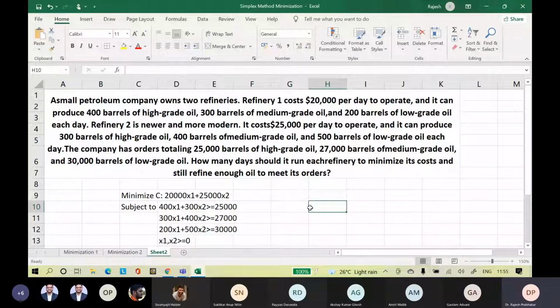Now you have to minimize this function. Basically we have two costs, refinery 1 cost and refinery 2 cost, which will come in your objective function, which we want to minimize. Then we have three types of oil: high grade, medium grade, and low grade. For high grade, the requirement is 25,000 barrels. For medium grade, it is 27,000, and low grade 30,000. In refinery 1, high grade is 400. In refinery 2, high grade is 300. So you have to create constraints in that manner.